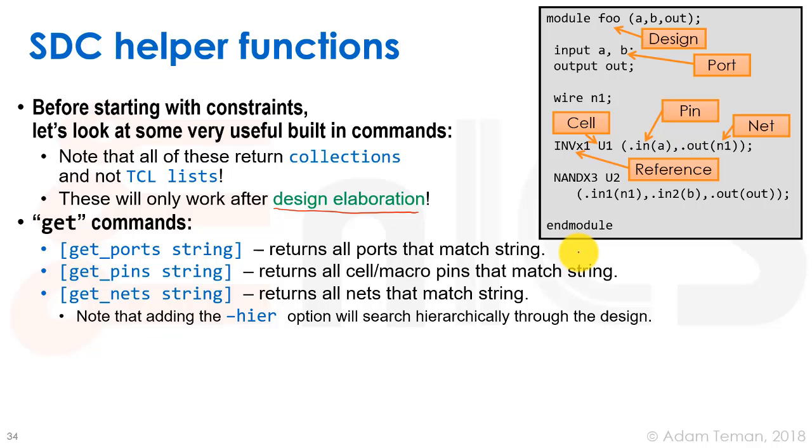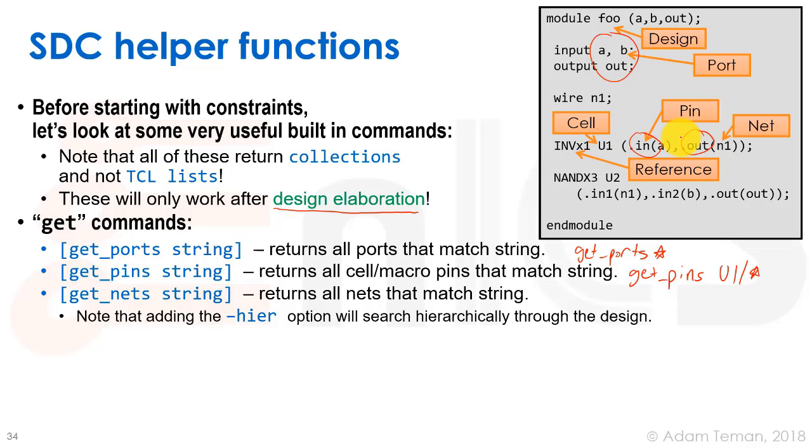So for example, if we were to write get ports star, sometimes you can remove the star and it will understand it's a star. Star is a glob. It grabs everything. So if we do get ports star when our current design is foo, what we would get returned is a collection that includes A, B, and out. If we were to do get pins on U1/star, what we would get are U1/in and U1/out.